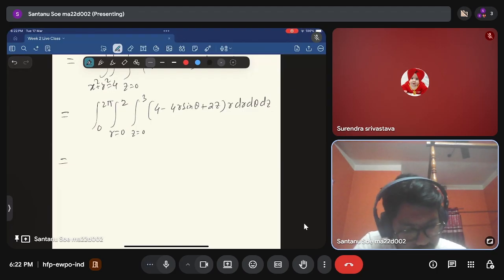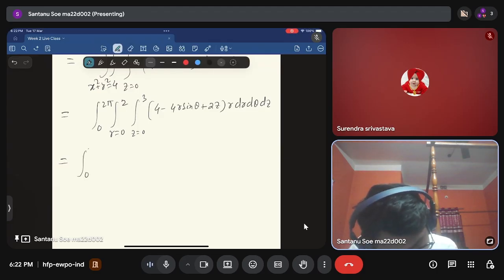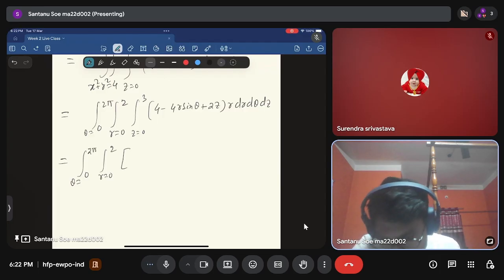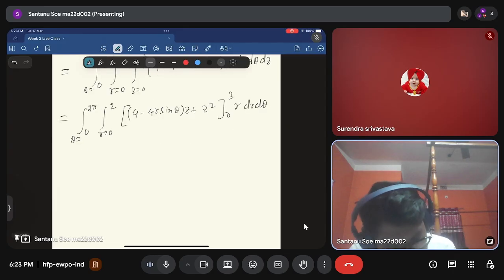So this will be the integration from 0 to 2 pi, r equals 0 to 2, of 4 minus 4 r sine theta z plus z square from 0 to 3, r dr d theta. Correct?